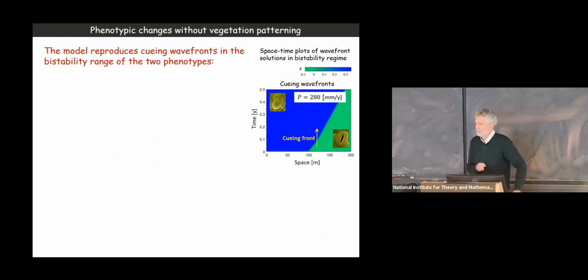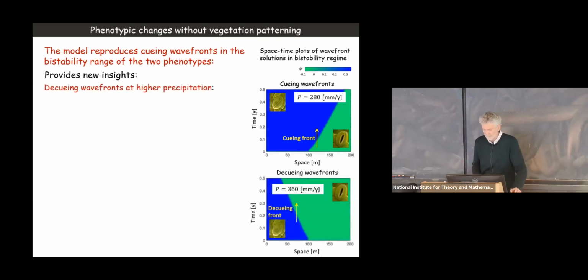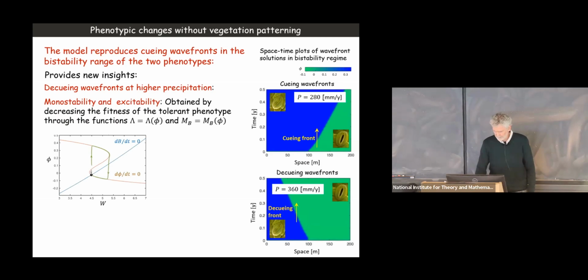These are space-time plots of numerical solutions of the model equation that show this wavefront, but provide a few new insights. For example, that we may have, at higher precipitation, also a queuing front that propagates in the opposite direction. This is not surprising from the pattern formation point of view. We know that there is usually a Maxwell point when we have fronts between two spatially uniform states.